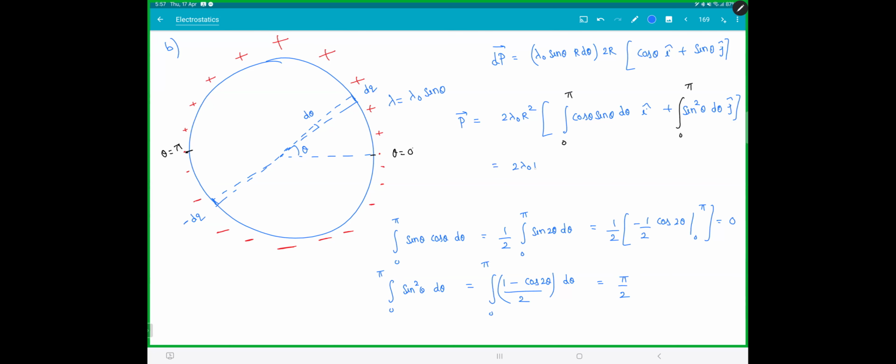So we'll get 2 lambda naught r square. This i component is gone, and this will be pi by 2 j cap. So the answer is lambda naught pi r square j cap. Yeah, right, Rehan, you got it.